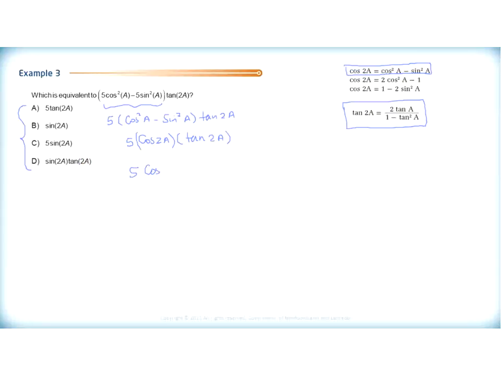I got 5 times cosine 2A times tan 2A, tan is sine over cosine. And when we multiply all of this together, my cosine 2A in the numerator will cancel with the cosine 2A in the denominator. I'm left with simply 5 sine 2A. Correct answer is C.